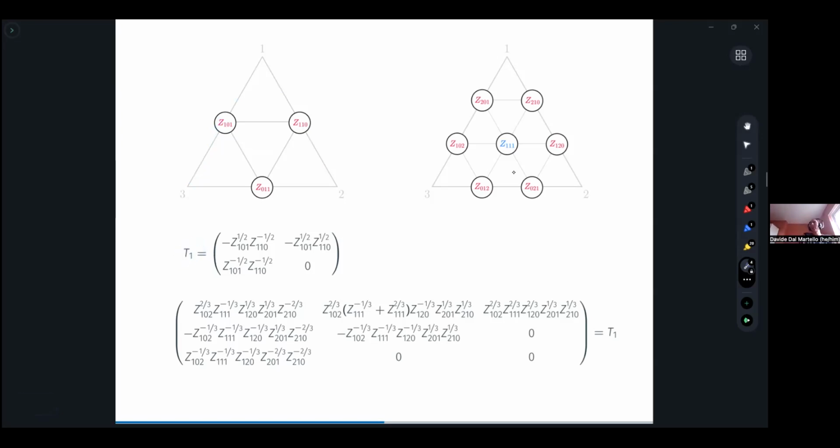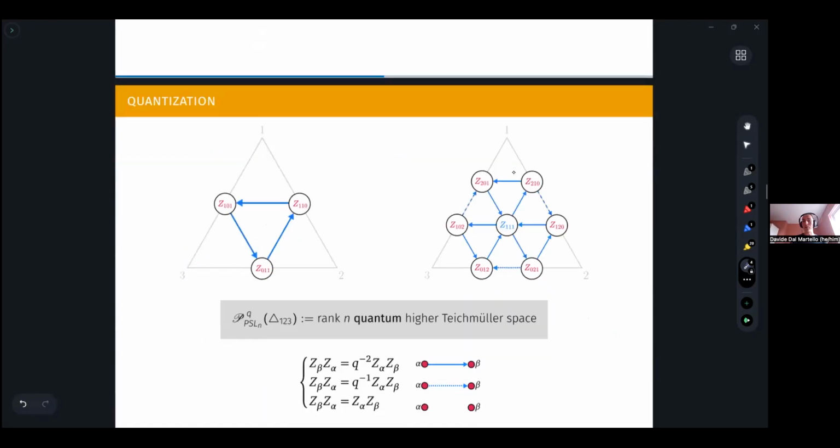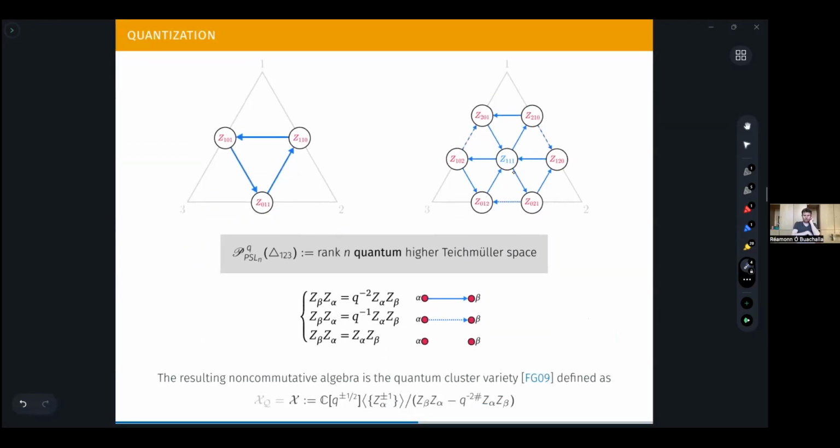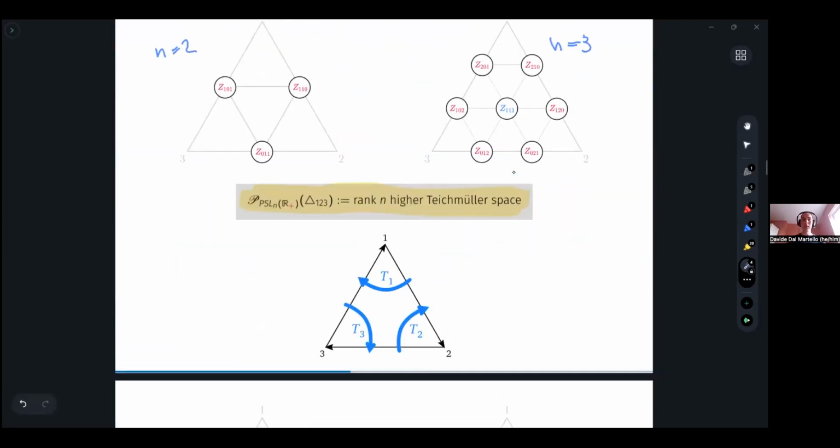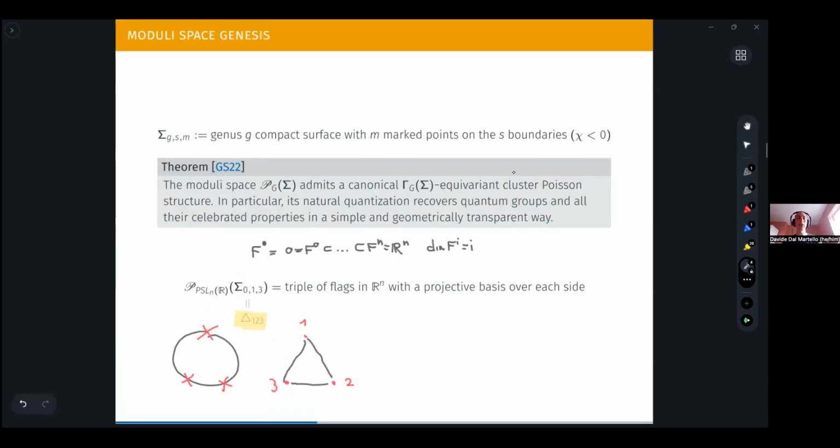However, it's not unsurprising to think that as I want to achieve a representation of a quantum algebra, I need some sort of quantum matrices to work with. Indeed, I need to quantize this space. Any question? No? Okay, sorry. So I want to quantize the space, and we can go back to the main theorem.